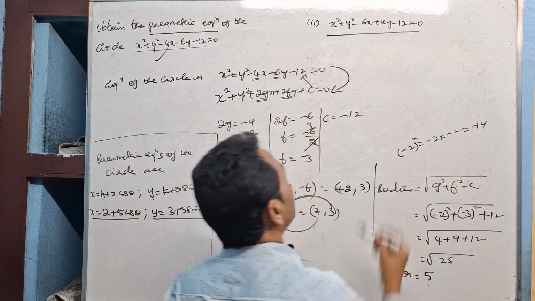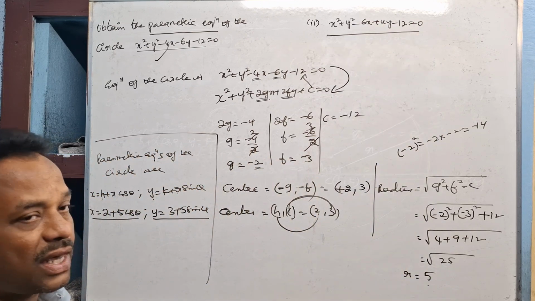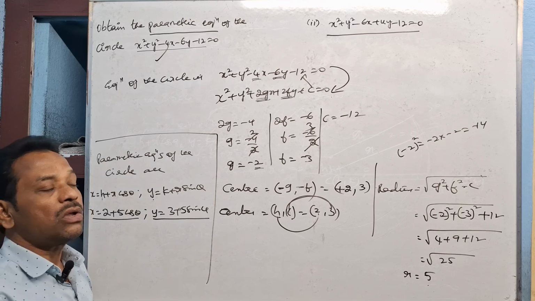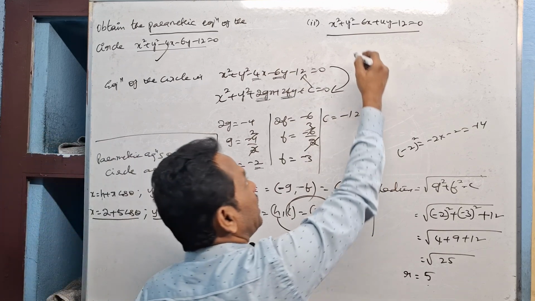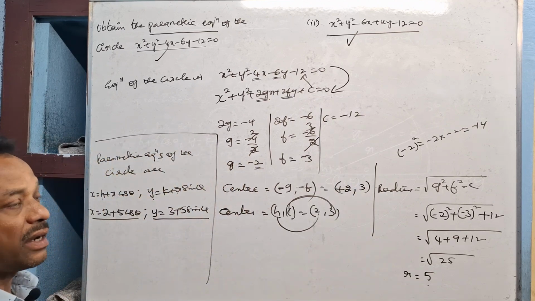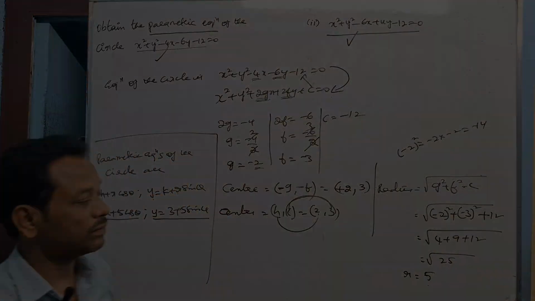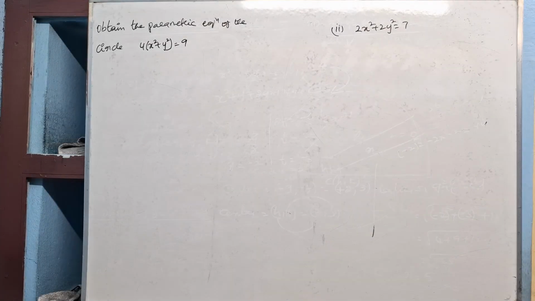In the second question, the circle is x square plus y square minus 6x plus 4y minus 12 equals 0. Now I need the parametric equations of this circle. So try these questions and write your answer in the comment section.